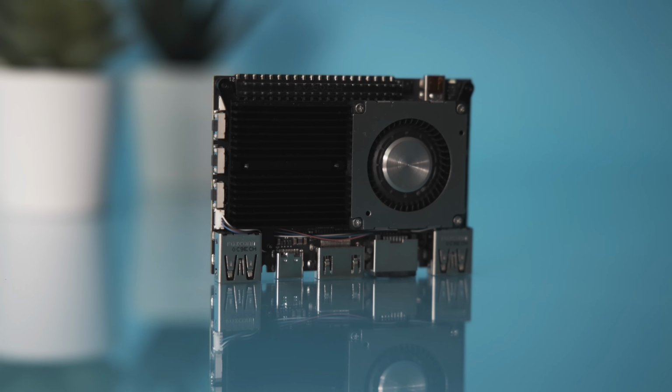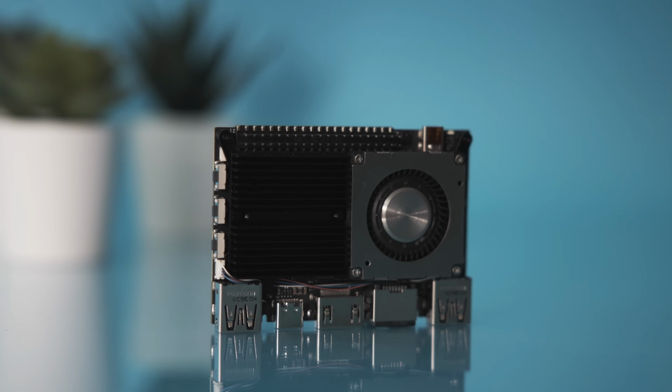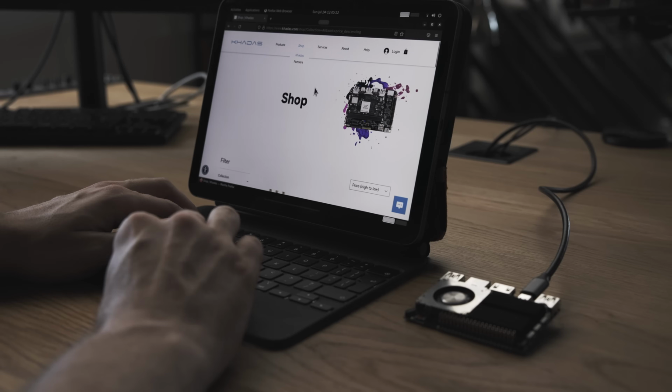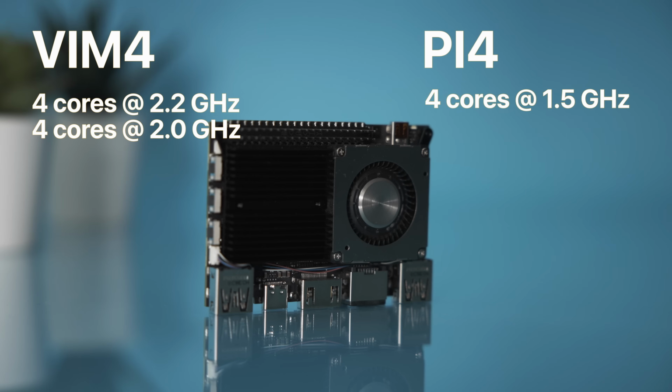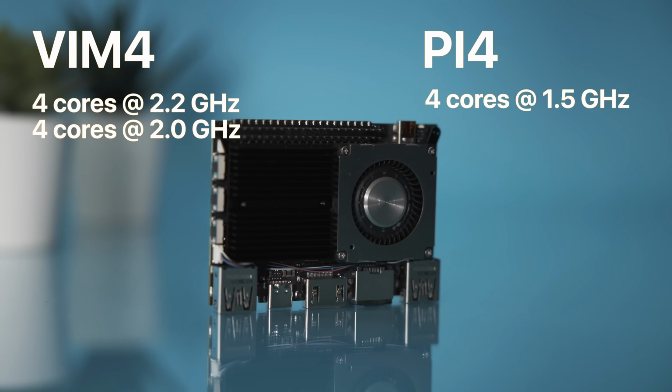the VIM4 and how to configure the unit as a mobile companion for your tablet like the iPad Pro or the Samsung S8 Galaxy Tab. So let's just dive straight into the spec. This is an 8-core ARM single board computer. 4 of those cores are running at 2.2 gigahertz and the other 4 are running at 2 gigahertz.